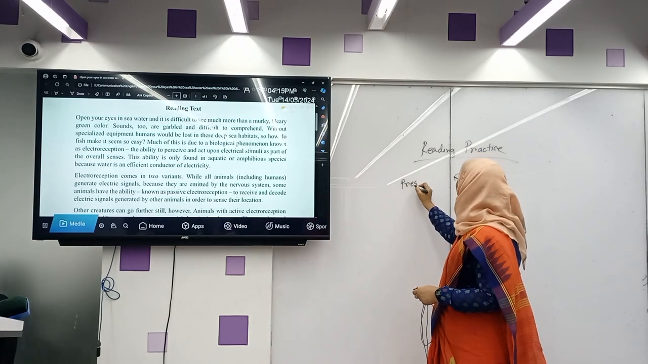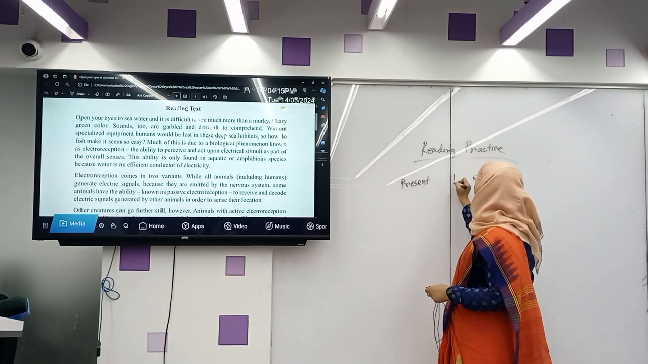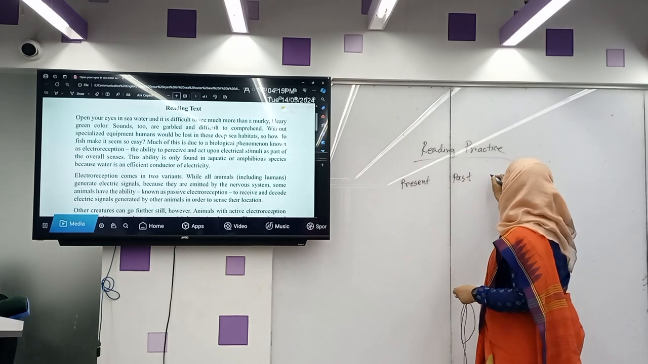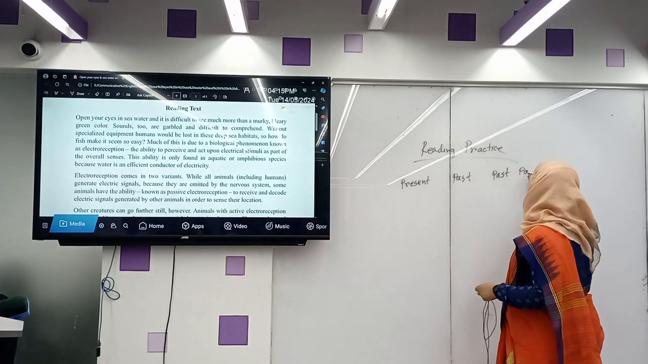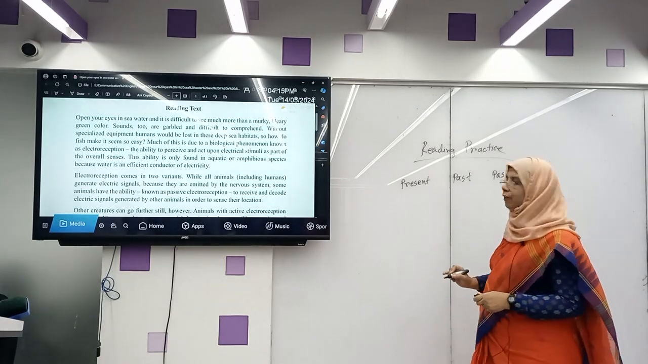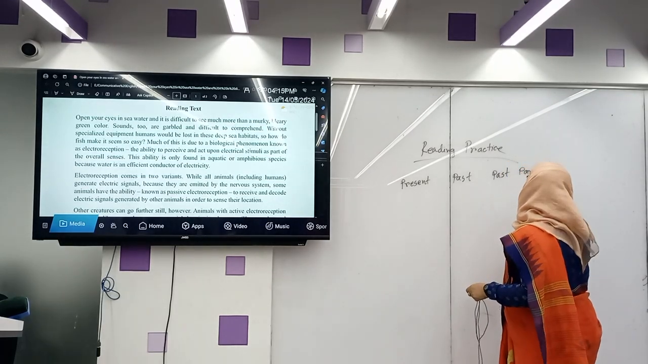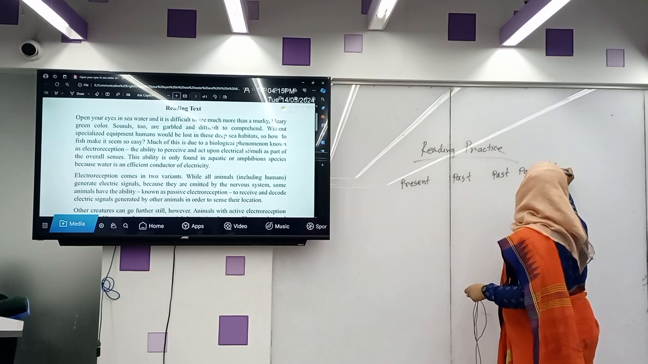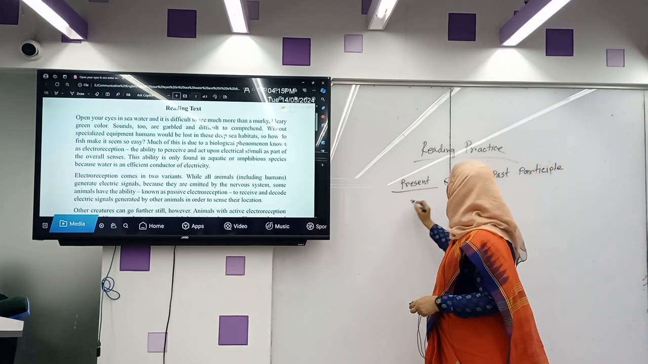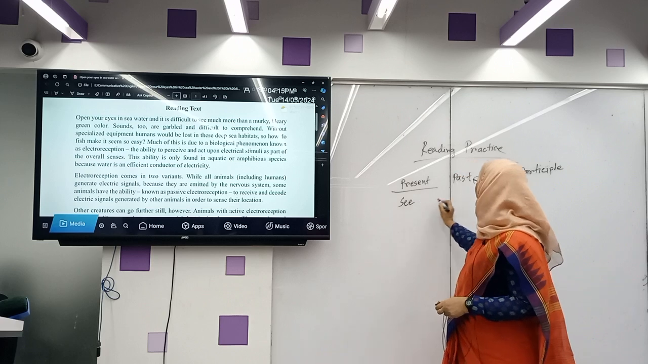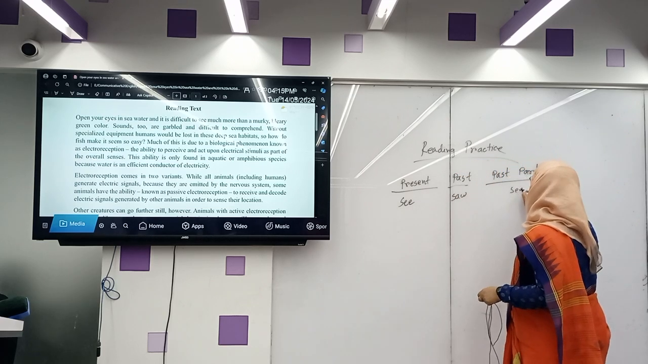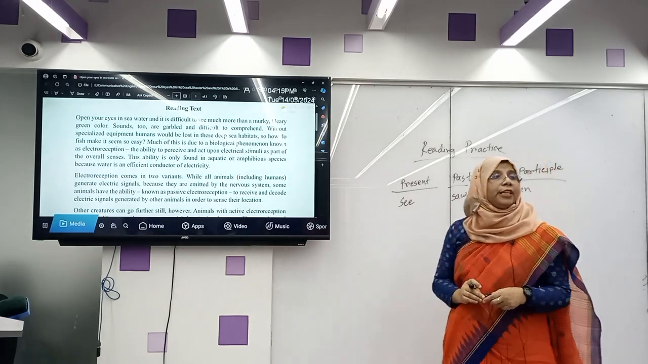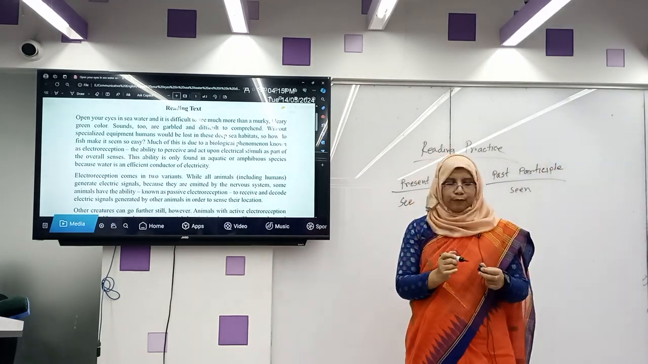Present, past, and past participle. And there is another form, the present participle also, which is verb plus ing. That means if we see, past is saw, past participle is seen, and present participle will be seeing. These are 4 forms.